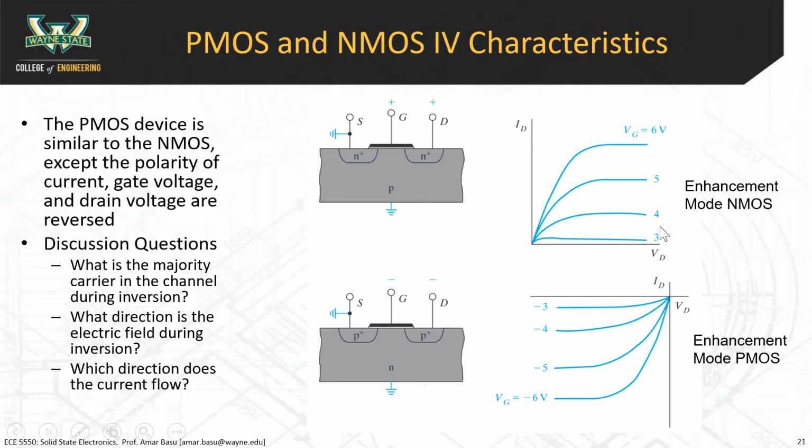Okay, the IV characteristics of a PMOS device look like this. You can see it's the mirror image of the NMOS device. You notice that these numbers here, which are the gate voltage, are negative because you're applying a negative VGS instead of a positive VGS. And the current is also negative. The current flows from source to drain instead of from drain to source.